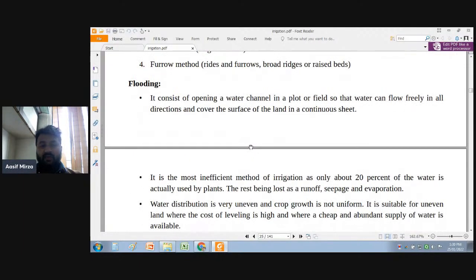Now, it is the most inefficient method of irrigation, as only about 20% of the water is actually used by plants. The rest is lost as runoff, seepage, and evaporation. Water distribution is very uneven and crop growth is not uniform. It is suitable for uneven land where the cost of leveling is high and where a cheap and abundant supply of water is available.